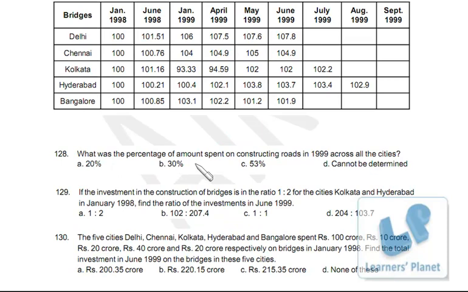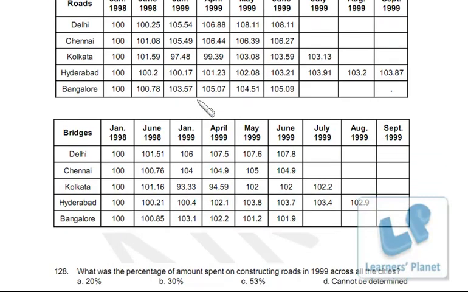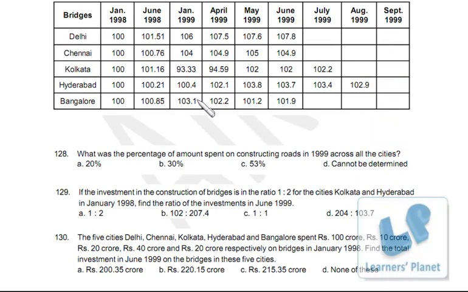Now, what was the percentage of amount spent on constructing roads in 1999 across all the cities? We cannot find out anything for this question because we don't have any data. We just have the percentage change from 1998 January, right? So we cannot find it out. So it cannot be determined.